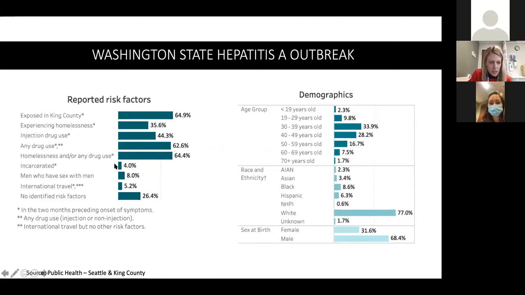And you can see that this bar here in the center left of the screen, this 64.4%, is the percentage of people with acute hepatitis A who have reported homelessness and or injection drug use. And in keeping with what that demographic looks like here in King County, most folks have been in the 30 to 40-year-old range, predominantly white and predominantly male.